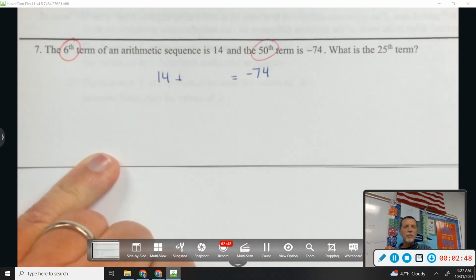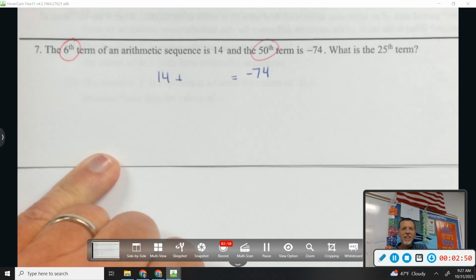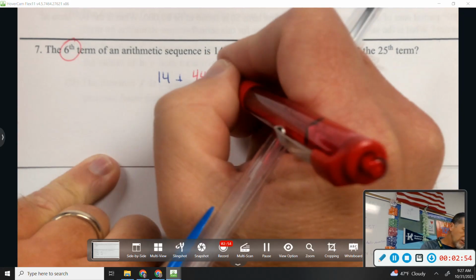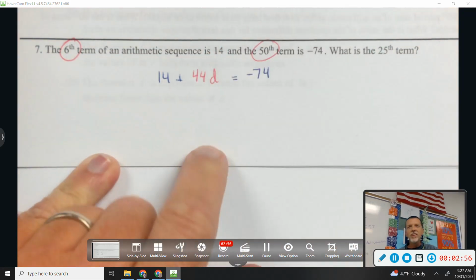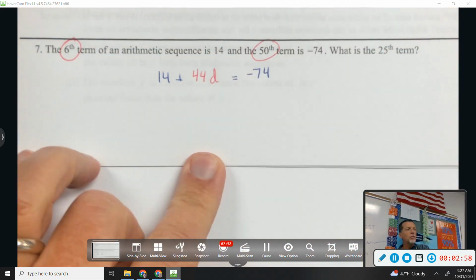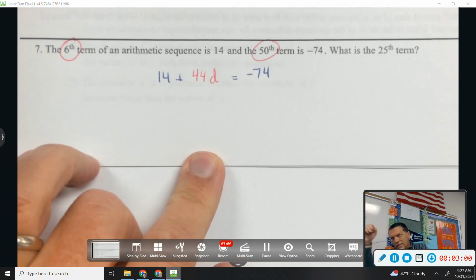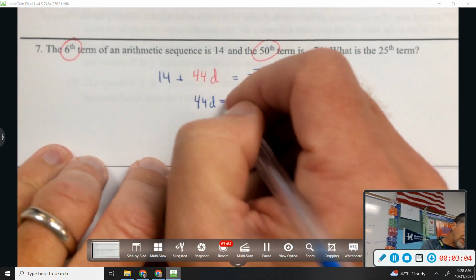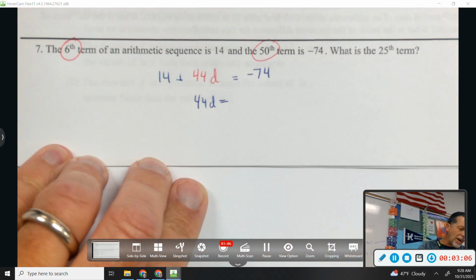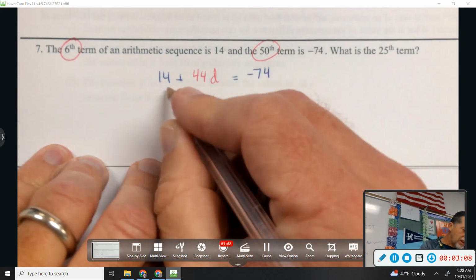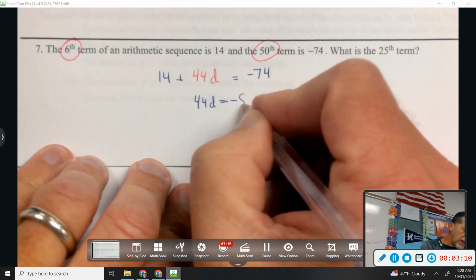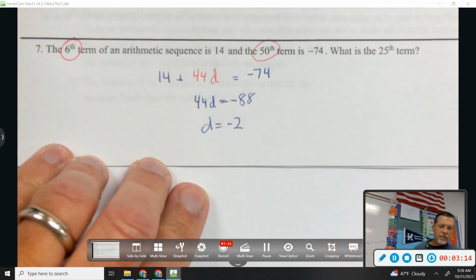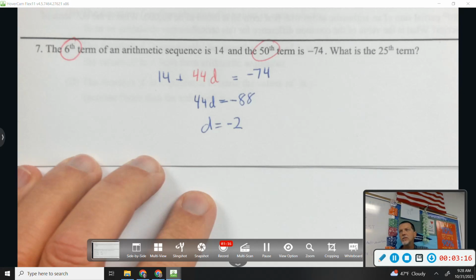How many steps is it from 6 to 50? 44. So 44 differences. I guess if you really were stuck, you could draw out all the blanks and count the steps. You're more likely to miscount somewhere doing all that. Minus 14 from both sides. Oh, that was nice of them. So the common difference is negative 2. So going down 2 each time.